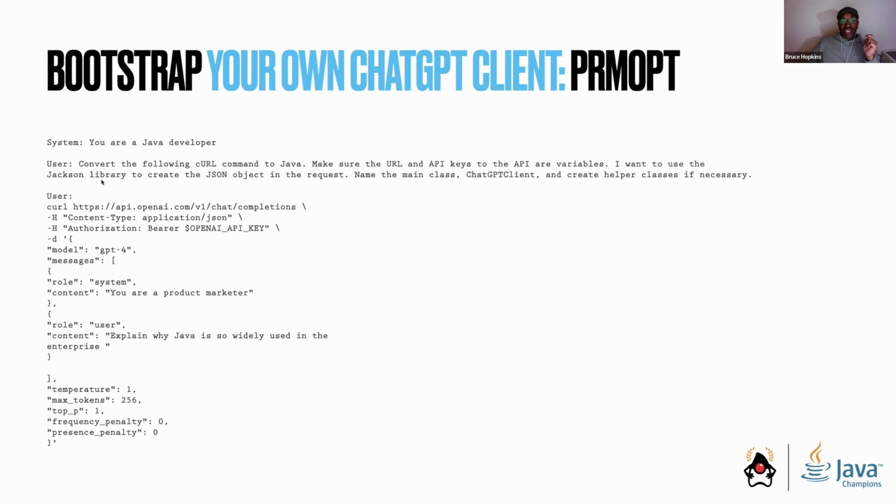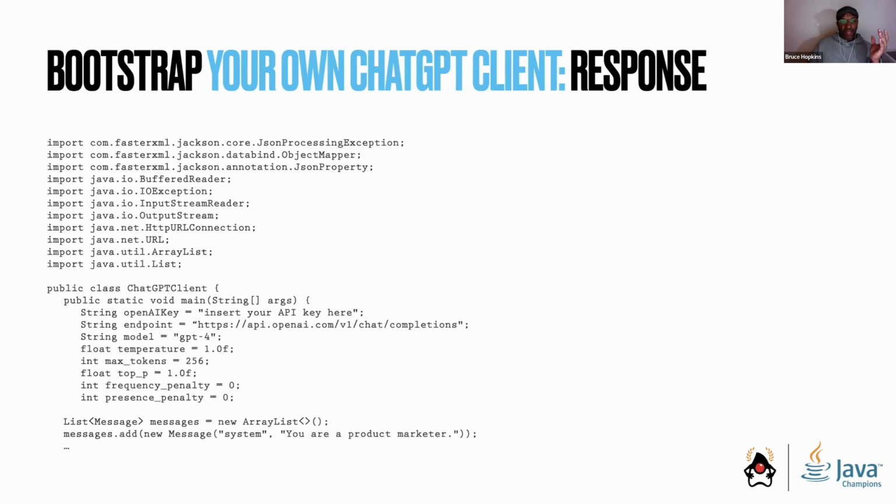I want to use the Jackson library to create the JSON object in the request. Name the class this name. Create any helper classes if necessary. This curl command came from step 5 within the playground. So I basically had no effort to do whatsoever. And this is the result.